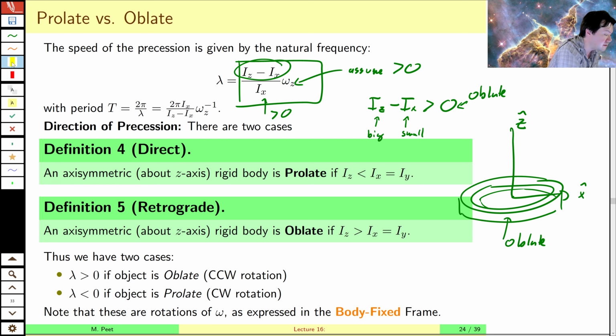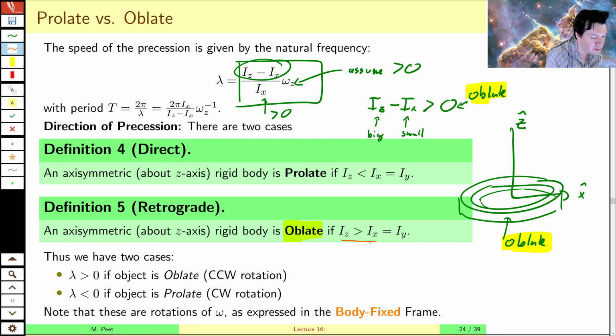Right. And do try and remember that name, oblate. And that's the case when IZ is greater than IX. Most of the mass is far away from the z-axis. The converse is the prolate motion.